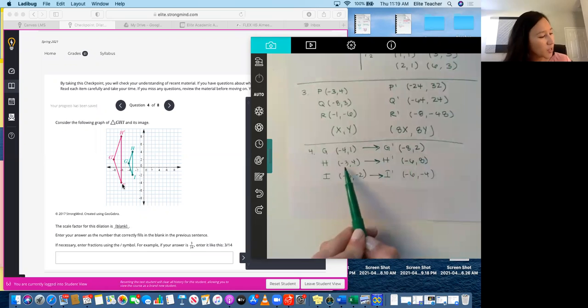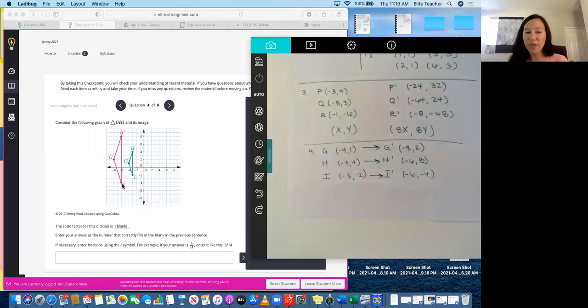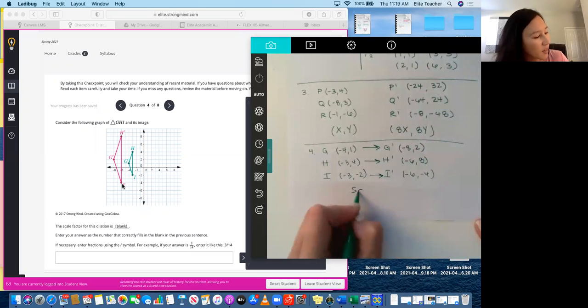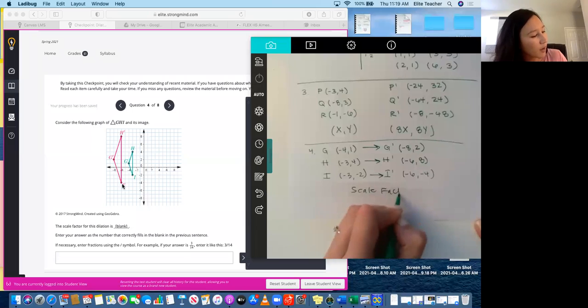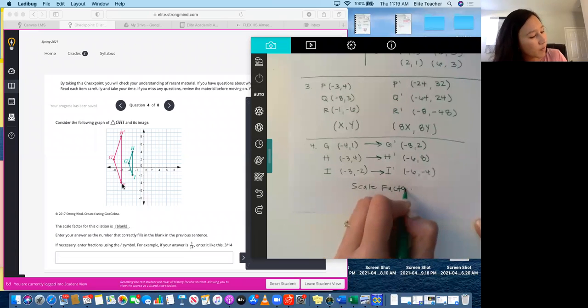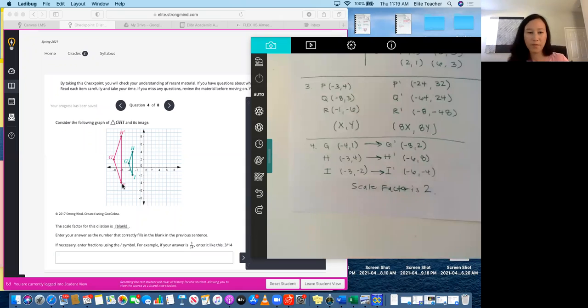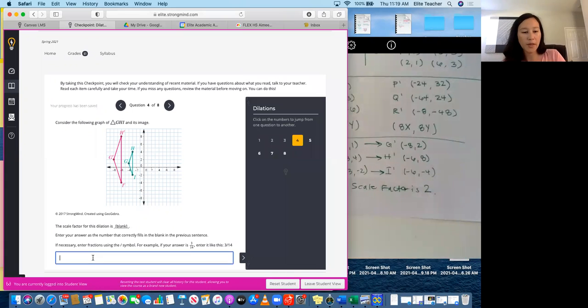We'll check just to make sure. -3 times 2 is -6. 4 times 2 is 8. -3 times 2 is -6. Yep, perfect. We know then that the scale factor of this triangle is 2. So you would just type in a 2 here.